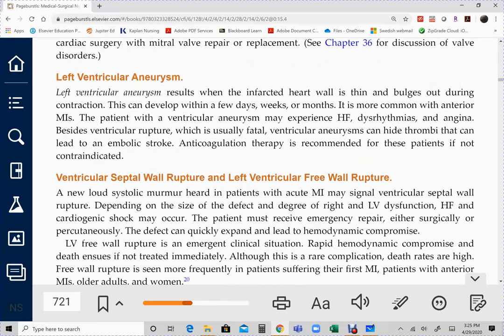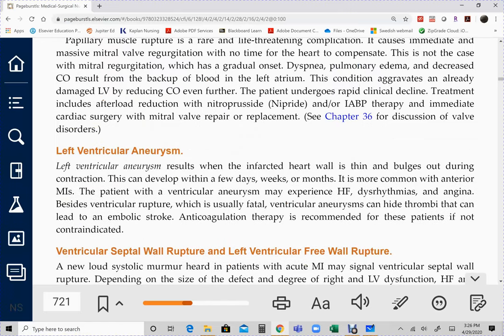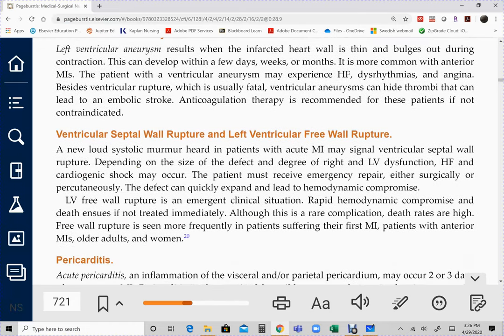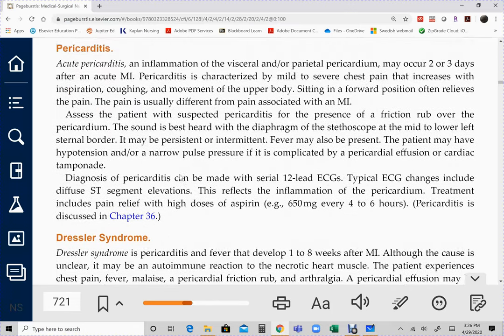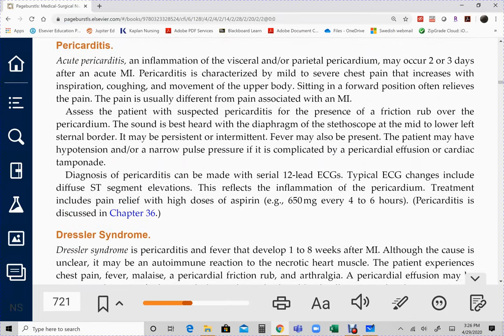Aneurysm is rare, but this can happen. So aneurysm is a bulging of an arterial wall. However, this is the left ventricle here that bulges. Okay. It thins out and then bulges, and that can be a danger for rupture. And because it's now dilated, it will tend to pool blood because now it's thin and dilated, so it can't contract very well. So blood tends to pool in the left ventricle, causing clots to form. These are nice to know. The ventricular septal wall, the wall between the left and right ventricle, can also rupture. Pericarditis and Dressler syndrome, these are actually similar. Pericarditis is discussed in chapter 36, I believe.